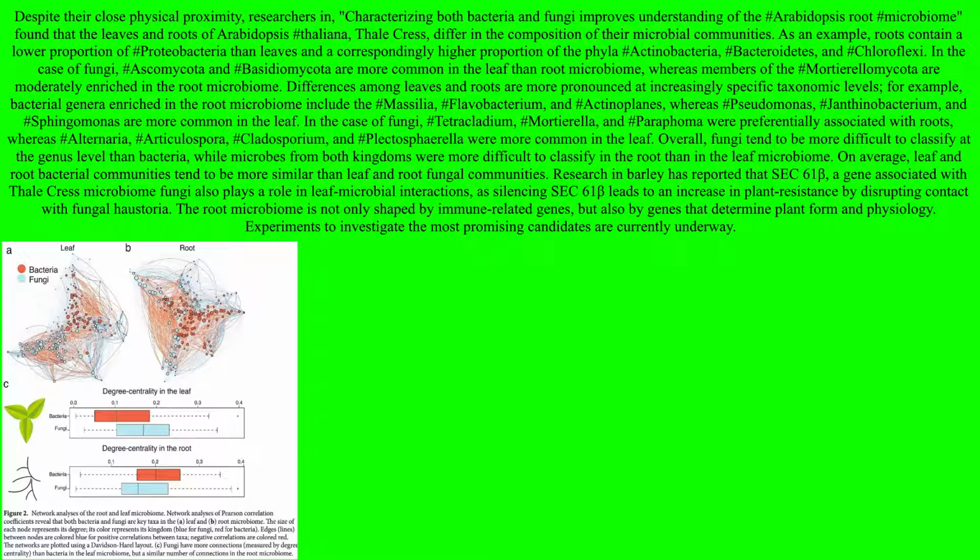Despite their close physical proximity, researchers characterizing both bacteria and fungi improves understanding of the Arabidopsis root microbiome. So I hashtag Arabidopsis, which is a genus name, and microbiome, because that's a term that I think is really important. So I can associate this post with the microbiome, a big part of the paper. That makes sense, right?